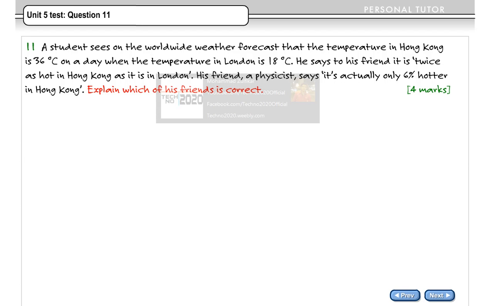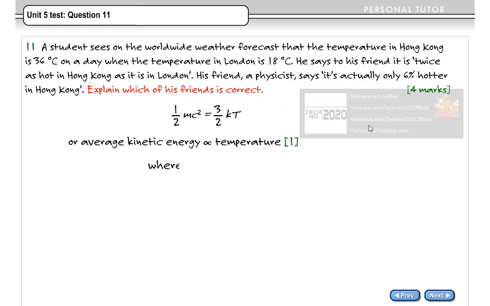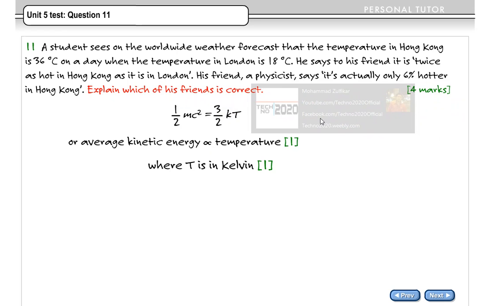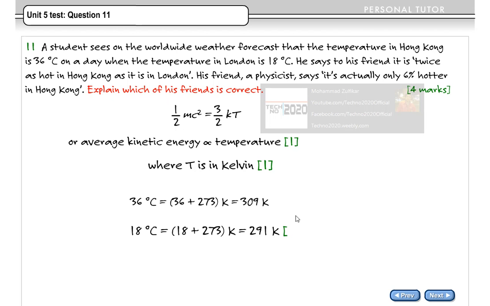From the kinetic theory, we deduce that temperature in Kelvin is proportional to the average kinetic energy of the molecules in a substance. So a temperature of 36 degrees Celsius is not twice as hot as a temperature of 18 degrees Celsius. We must compare the Kelvin temperatures. Remember that a Celsius temperature has to have 273 added to it to get the equivalent Kelvin temperature.